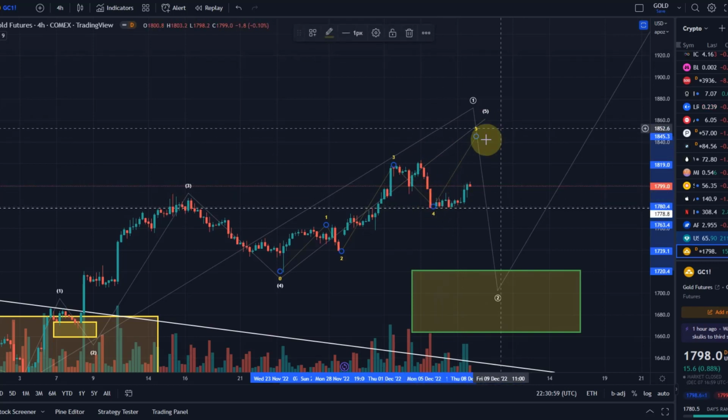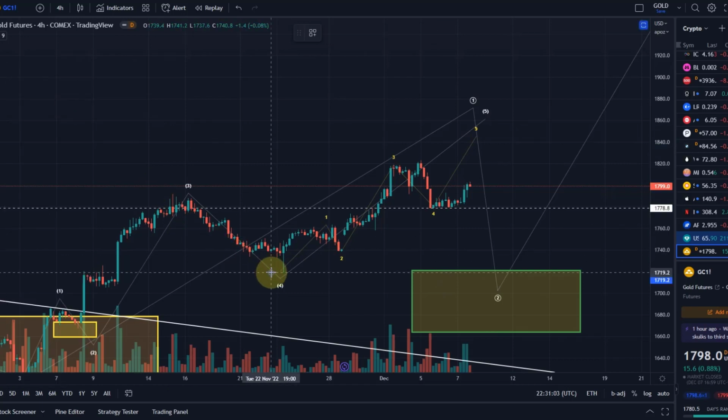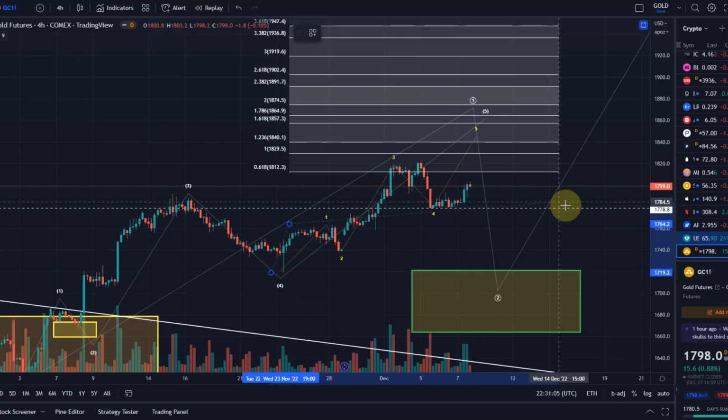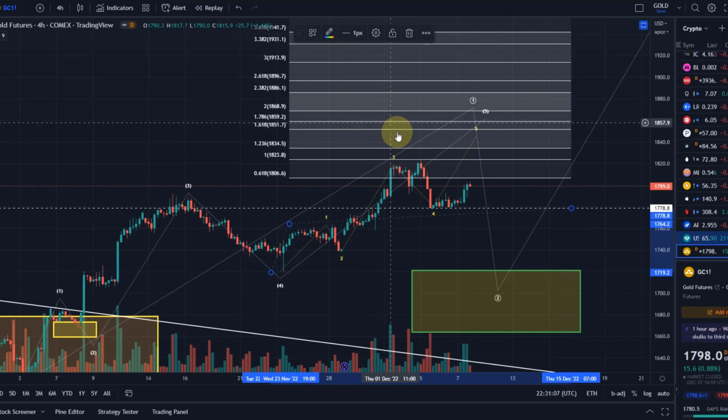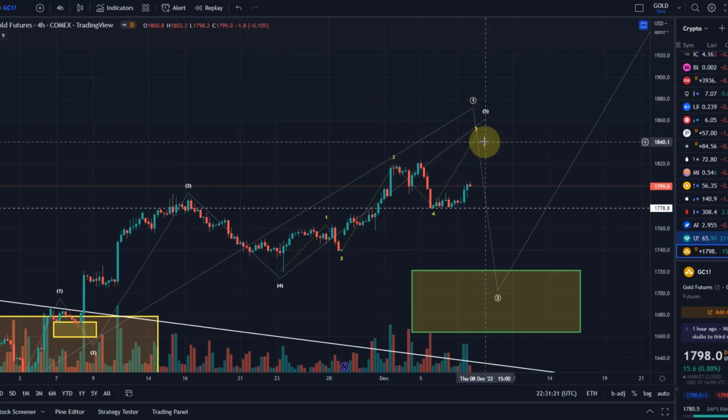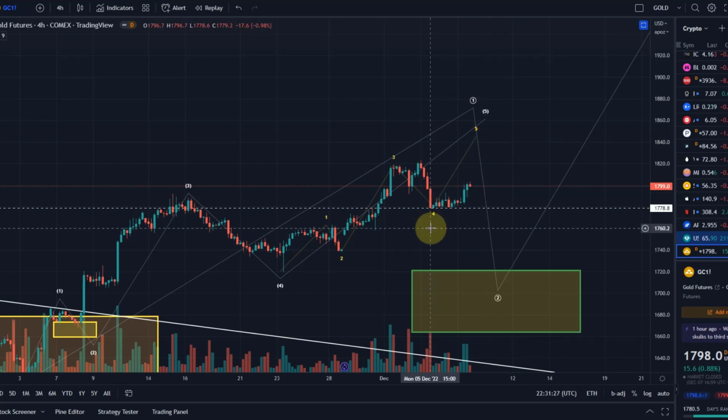I can give you a target for the wave 5 as well. Let's say the ideal target. For that, we take the length of the wave 1 and we add it to the low of the wave 4. And a key target would be here. I mean, we've got the 1-to-1 ratio, but that is basically the previous high. So the ideal target here would be 1851, the 1.618 extension. So you can see it's a tough market to read at the moment. And these are basically the two key scenarios.